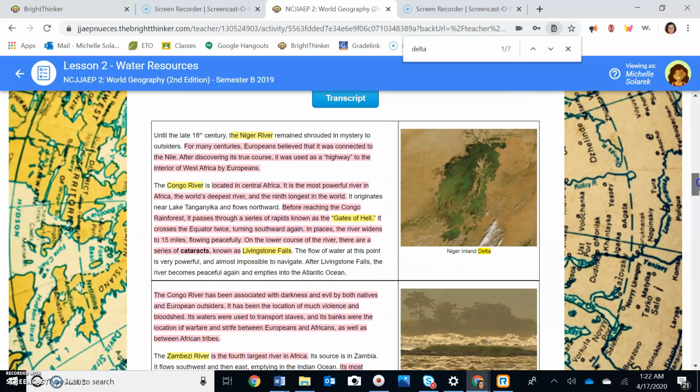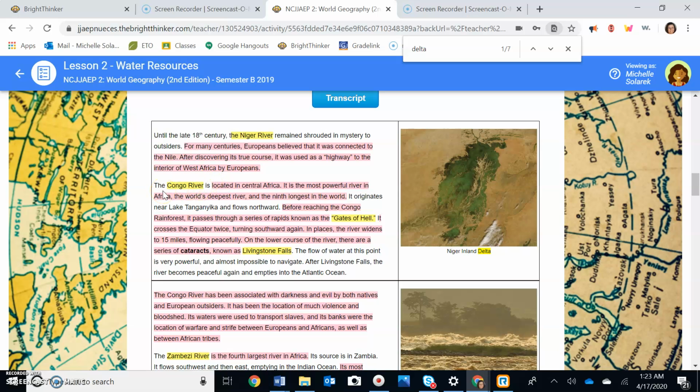Okay, now let's take a look at two rivers. Until the late 18th century, the Niger River, so we're looking at this one again, remained shrouded in mystery. For many centuries, Europeans believed it was connected to the Nile. After discovering its true course, it became a water highway for West Africa by Europeans.